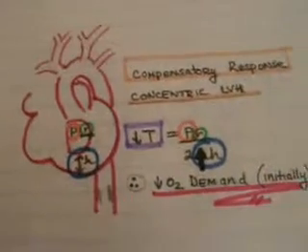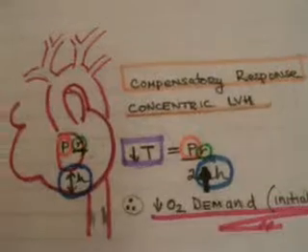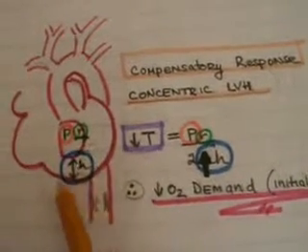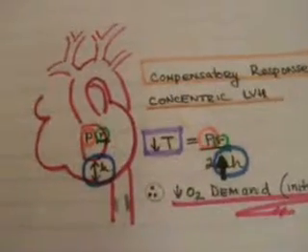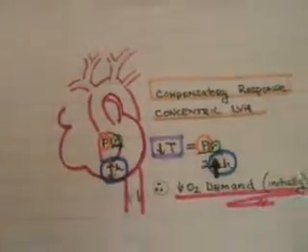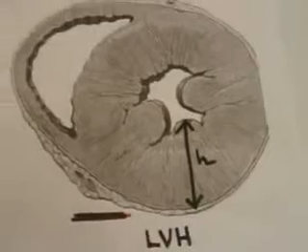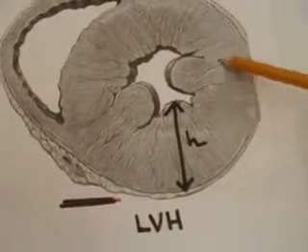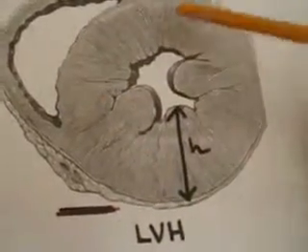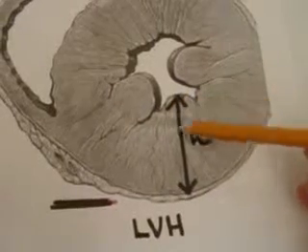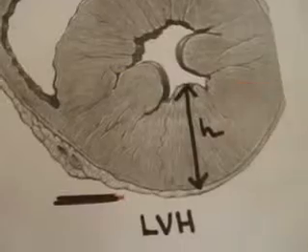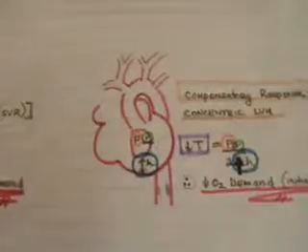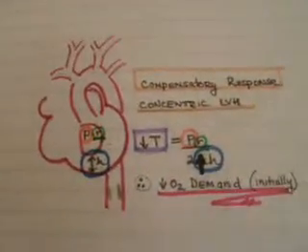And if you look at Laplace's law, we can see that H, being the thickness of the left ventricle, increases with left ventricular hypertrophy. For example, in this figure here, we can see that this is an example of left ventricular hypertrophy, and the H value, or the thickness of the left ventricle, is increased.